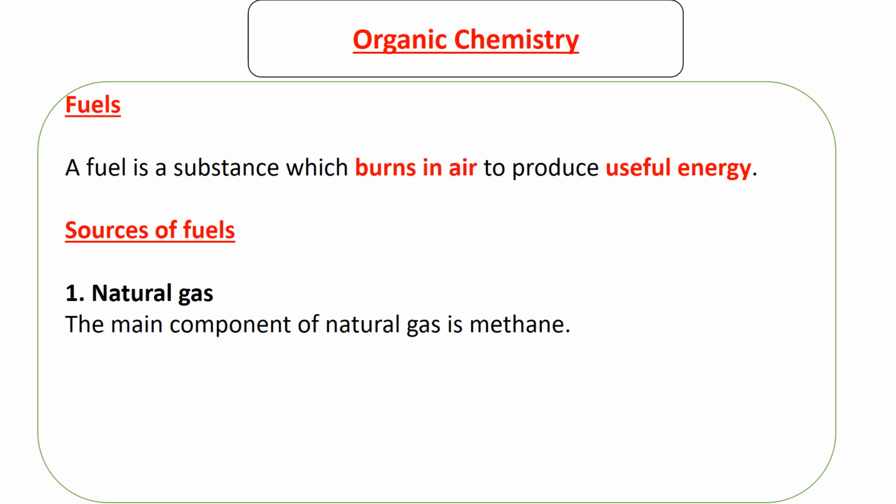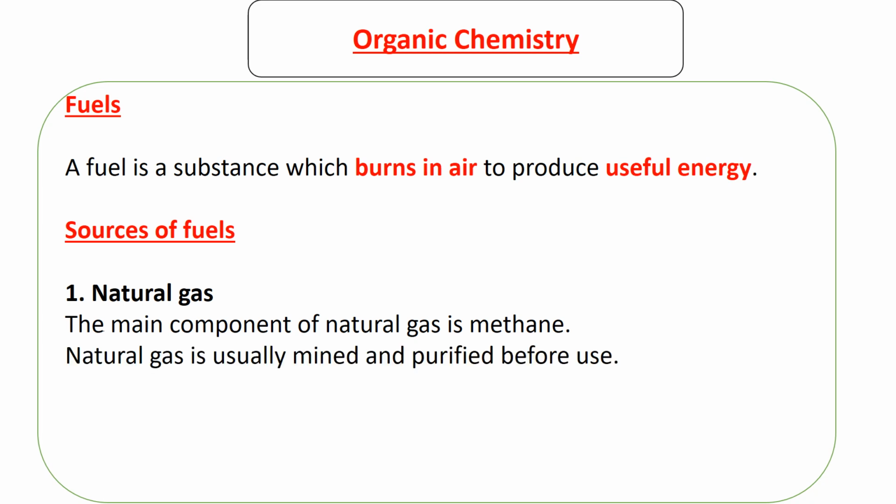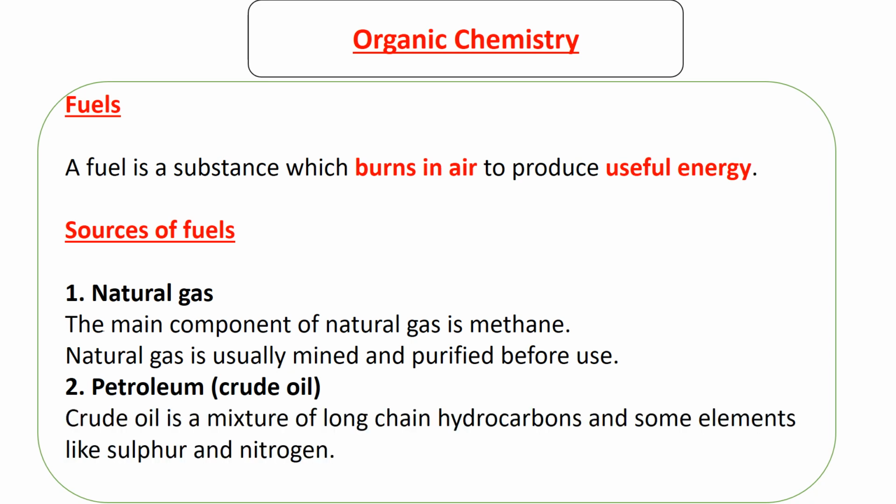If you remember in the preparation of hydrogen, we talked about how hydrogen is prepared using steam and natural gas. Natural gas is methane. So natural gas is usually mined and purified before use. The other source is petroleum, which is also called crude oil. Crude oil is a mixture of long chain hydrocarbons and some elements like sulfur and nitrogen. In the last part of this discussion, we're going to study how crude oil is separated.